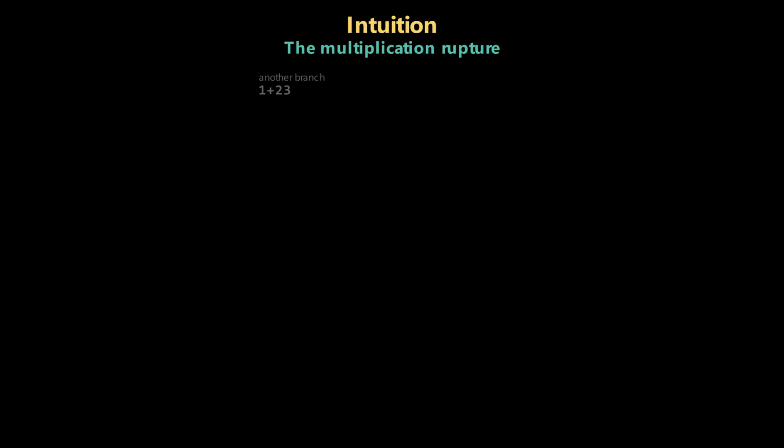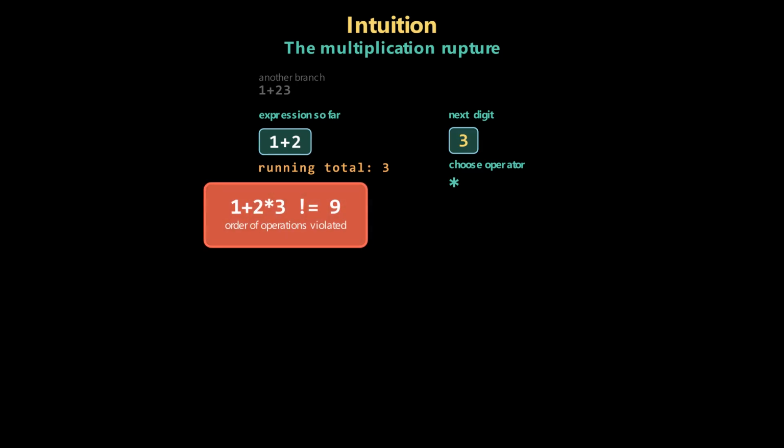But as we branch, we run headfirst into the iron rules of operator precedence. Imagine our recursive path has built the expression 1 plus 2, holding a running total of 3. If the next choice is to multiply by 3, a naive algorithm simply multiplies the total, giving us 9. But standard math dictates multiplication happens first. 1 plus 2 times 3 must equal 7. Our running history is trapped by its own past decisions.